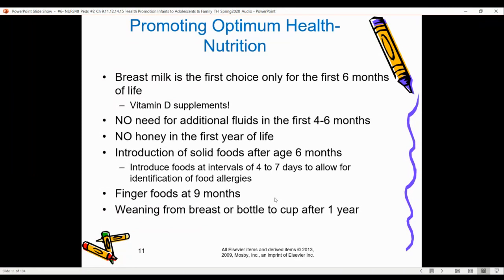Okay. No honey in the first year of life. There's a risk in honey in that first year of life. For us as adults, usually it's not an issue, but for an infant, it can cause significant illness. So no honey in the first year of life. Solid food starting at 6 months of age.